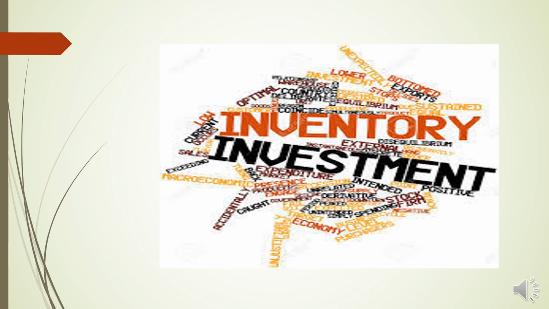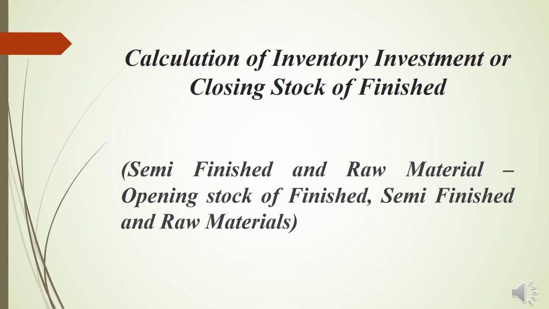Inventory investment. It is the change in stock of finished goods, semi-finished goods, and raw material. Calculation of inventory investment: there is a formula through which inventory investment can be calculated. Closing stock of finished goods, semi-finished goods and raw material minus opening stock of finished goods, semi-finished goods and raw materials. It means that when the opening stock is deducted from the closing stock, we reach the inventory investment.